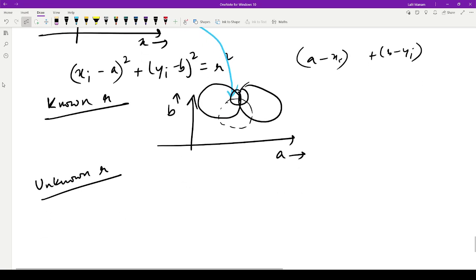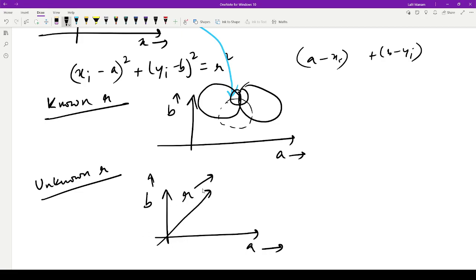Then you are in three-dimensional space. How will it look like? Anyone? Cone. Cone. Everyone agrees?